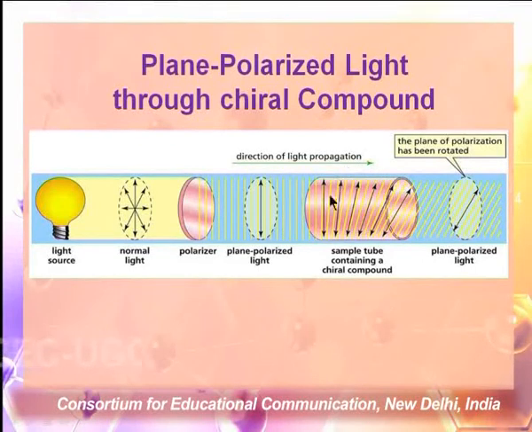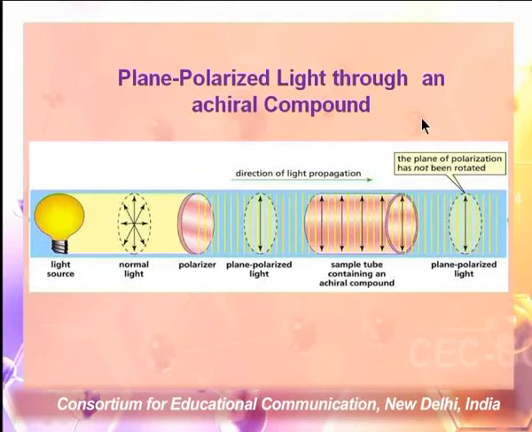Now what we do, we take a solution of the compound, or we can take the pure compound, which is a transparent liquid, and we put it in this tube which is holding the sample. When the plane polarized light passes through it, it will interact with the compound which we have taken in this tube. If this compound is optically active, it will change the path of plane polarized light, and then this compound is said to be optically active or chiral compound.